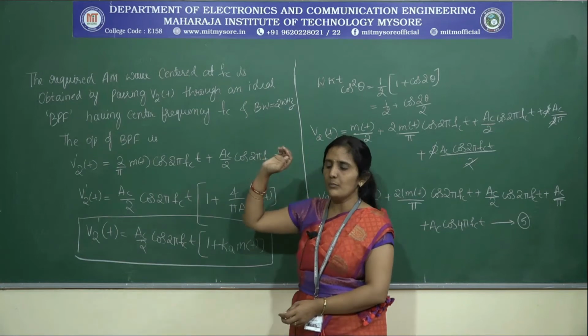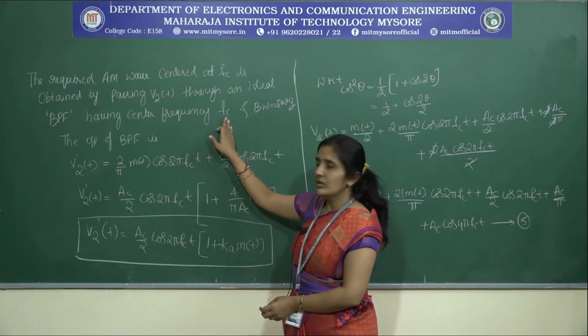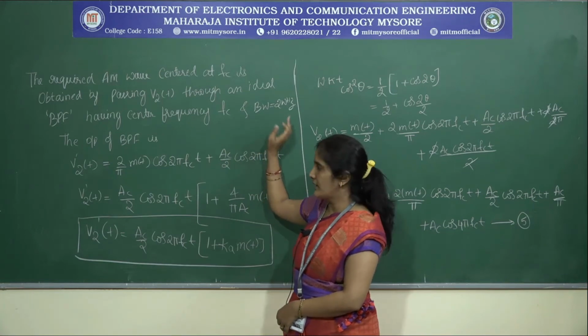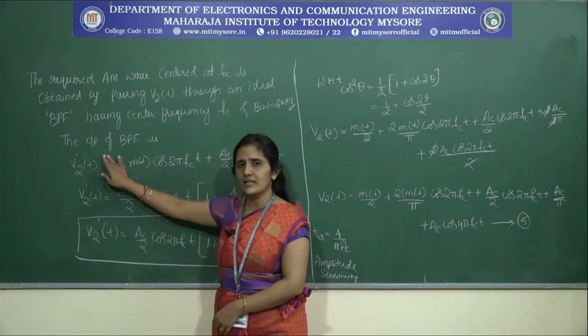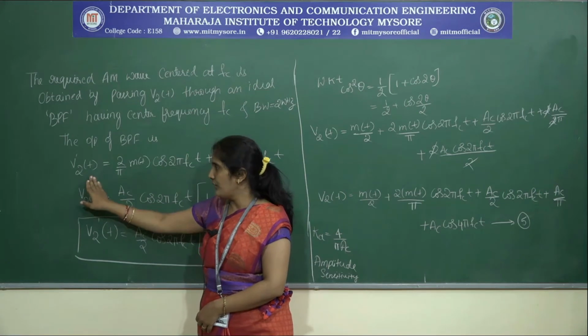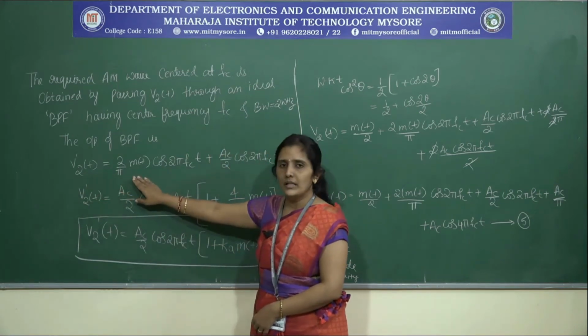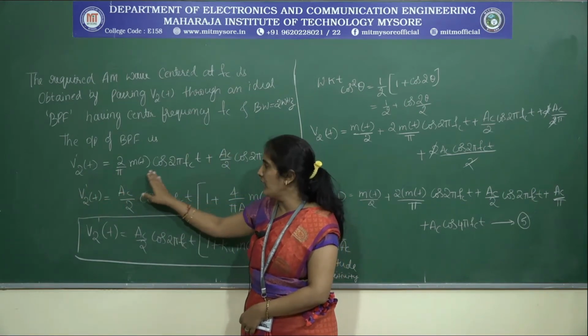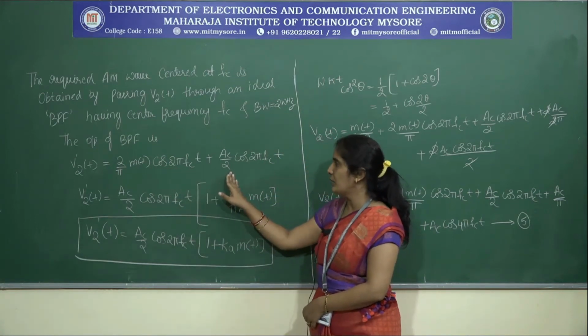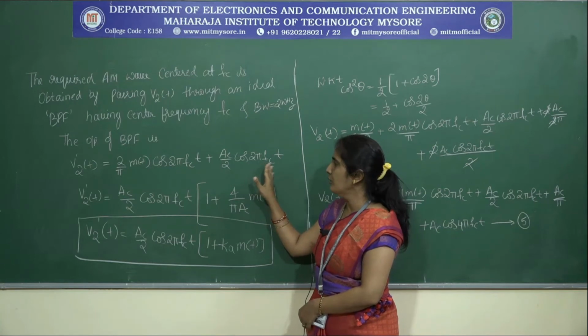So this is the important thing, which has to have the center frequency Fc and bandwidth of 2 omega hertz. Now after passing the V2 of t through the band pass filter, we are going to get the equation V2 dash of t is equal to 2 divided by pi into m of t cos 2 pi Fc t plus AC divided by 2 cos 2 pi Fc t.